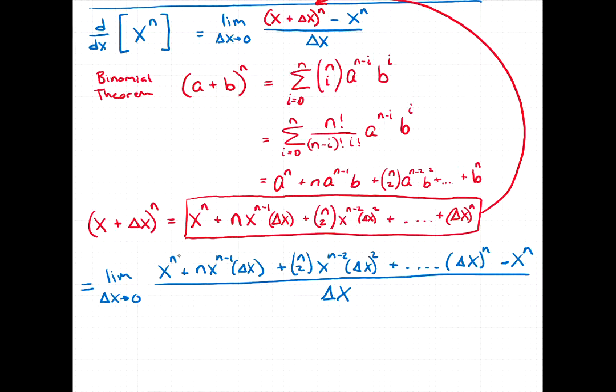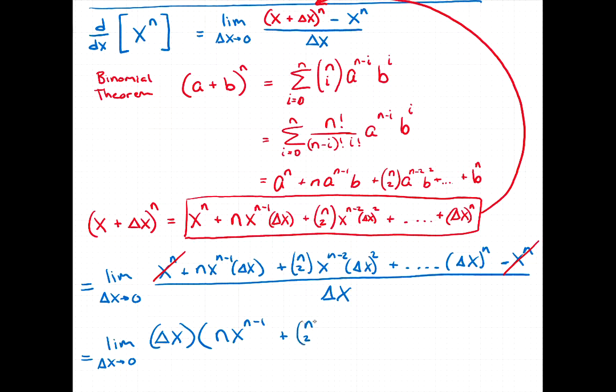Okay, so first term, x to the n. Last term, minus x to the n. They cancel. And every term now, once we've canceled that x to the n and minus x to the n, every term in the numerator has a delta x in it. So we could factor out a delta x. So we have the limit as delta x approaches 0 of delta x times n x to the n minus 1. There's no delta x here because this is delta x to the first power. We factor that out.